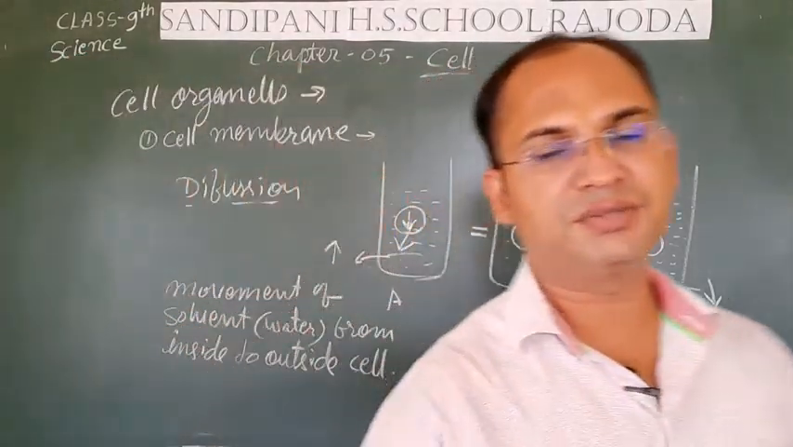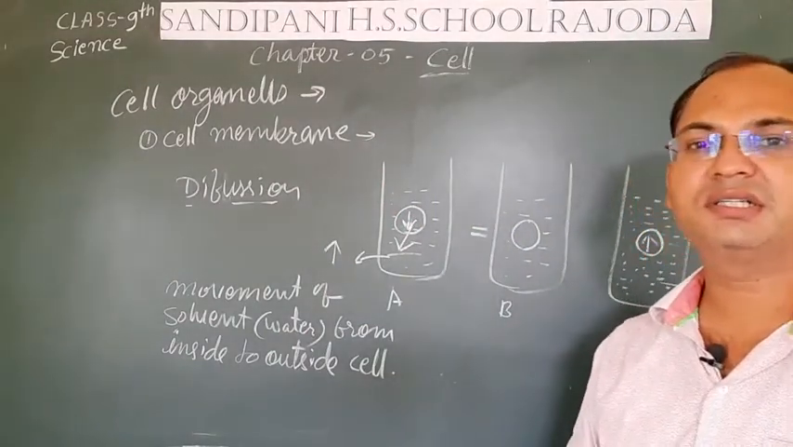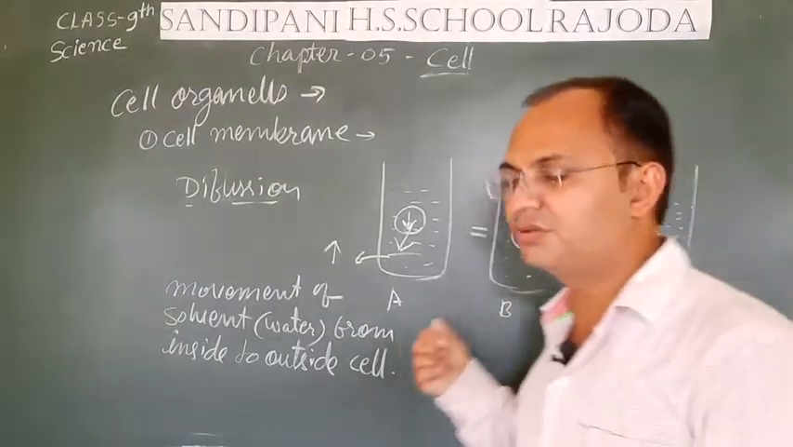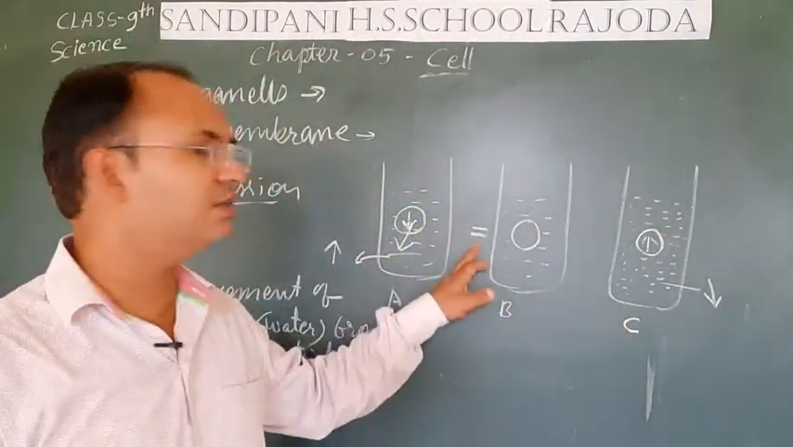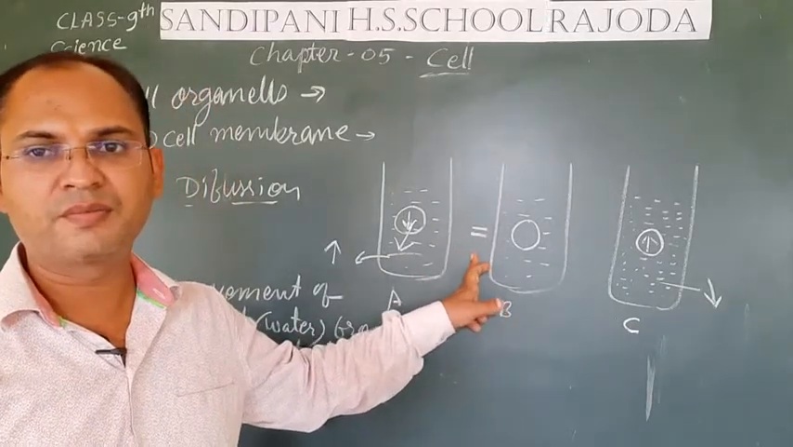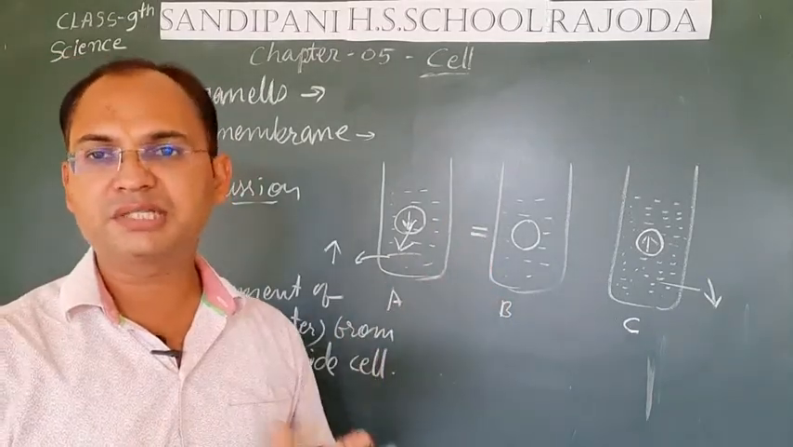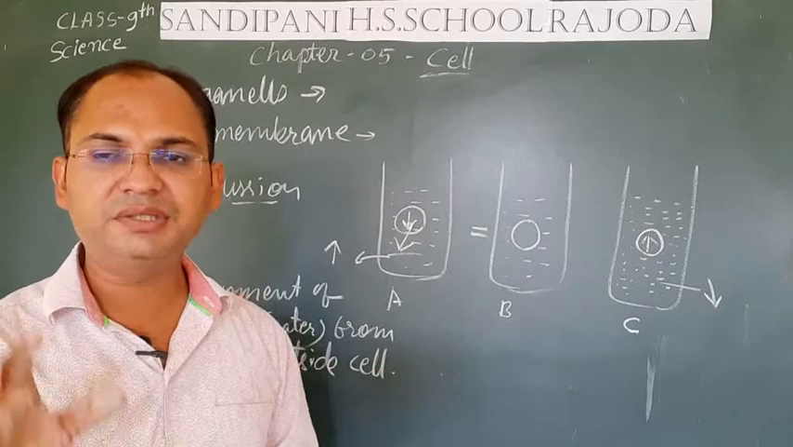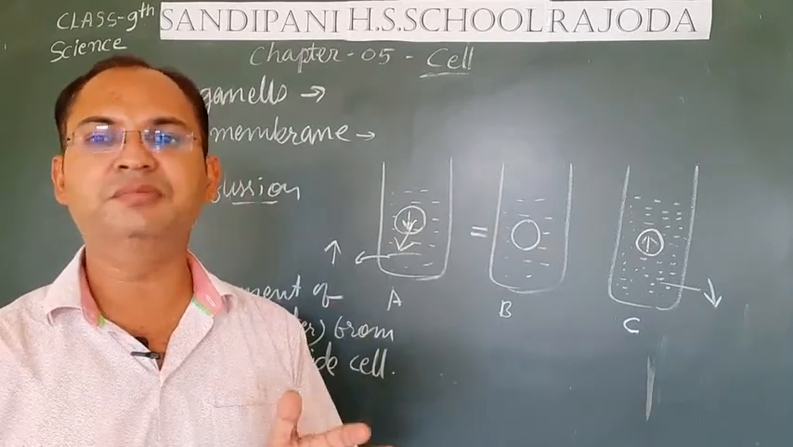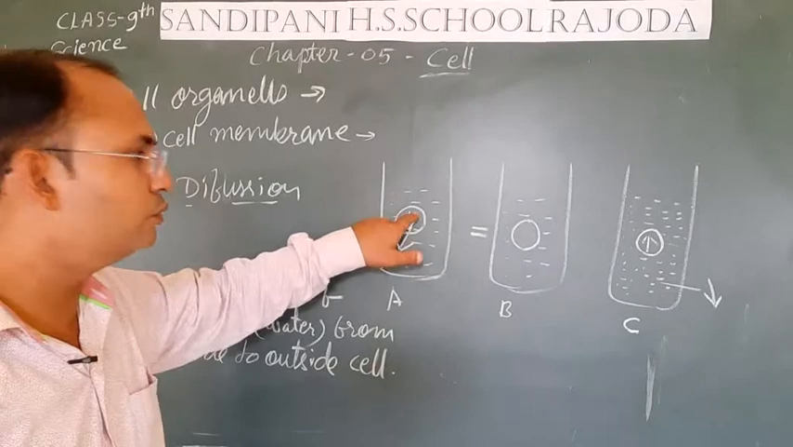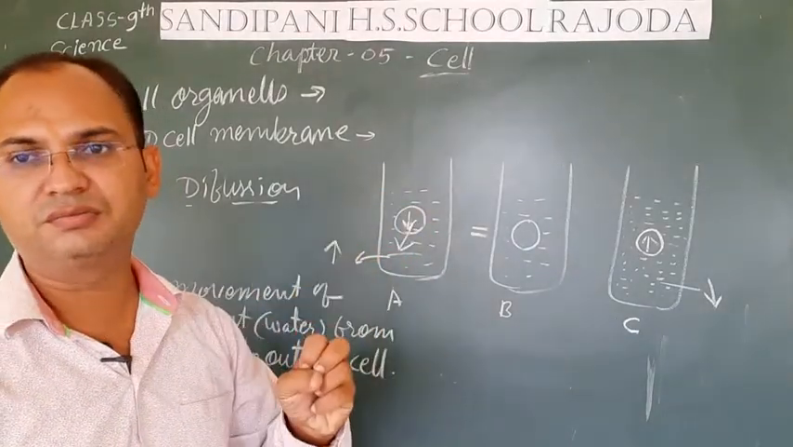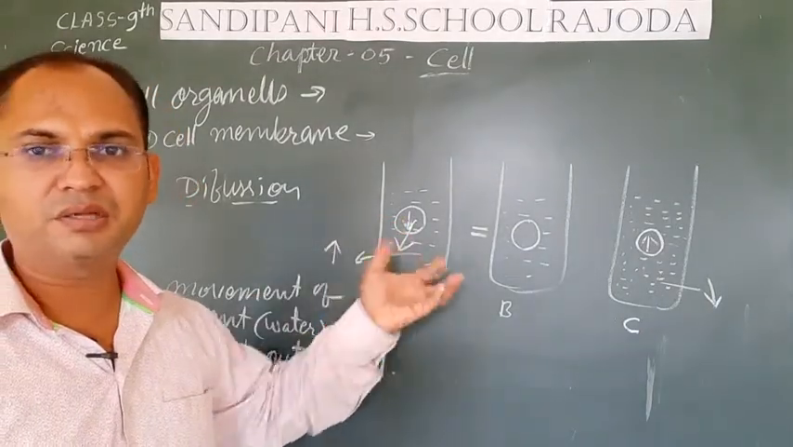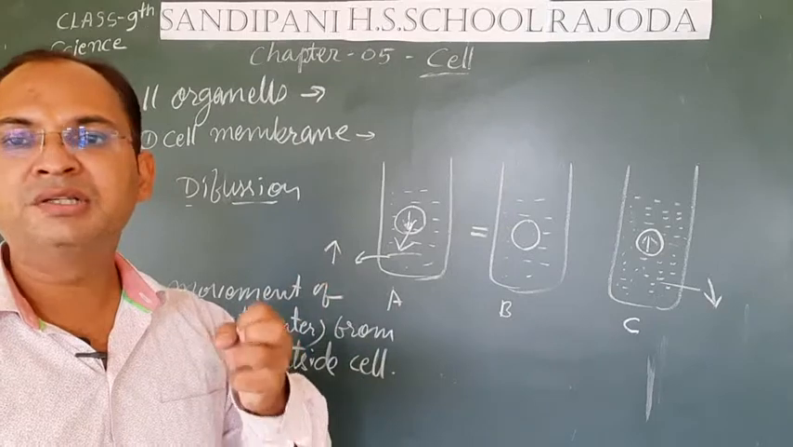In the second case, students, where the concentration of the solute inside the cell and outside the cell is equal, there will be no movement of the water molecules from the inside to outside or outside to inside. That means the shape of the cell will remain the same. In the first case, when the cell loses water, it will shrink down. The cell will shrink because it is losing water. The water is coming outside the cell and the cell will shrink down.